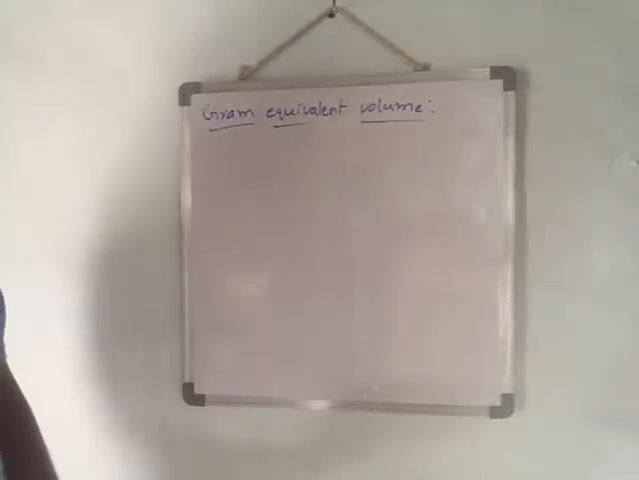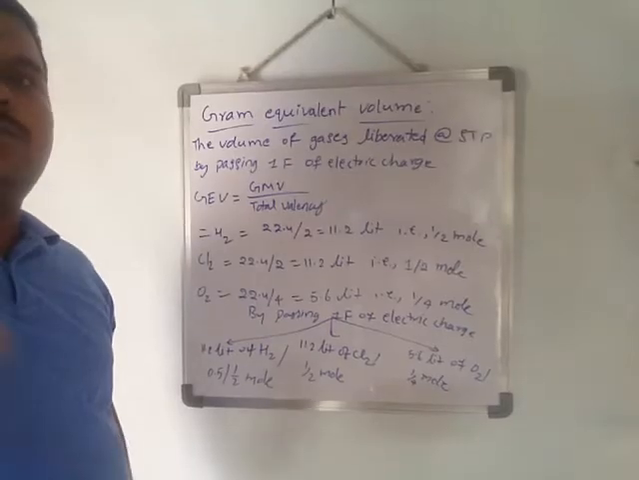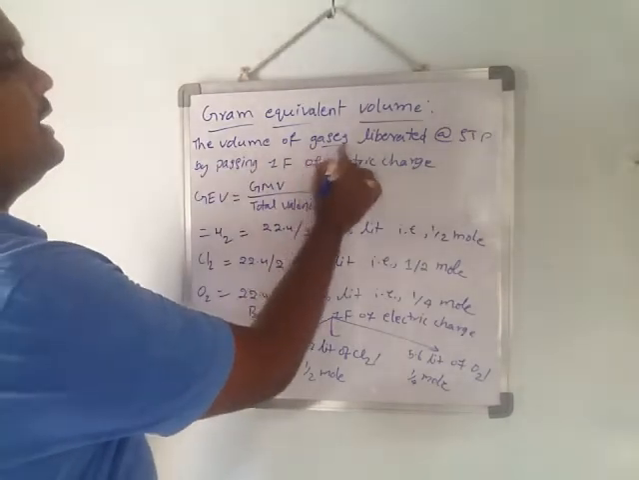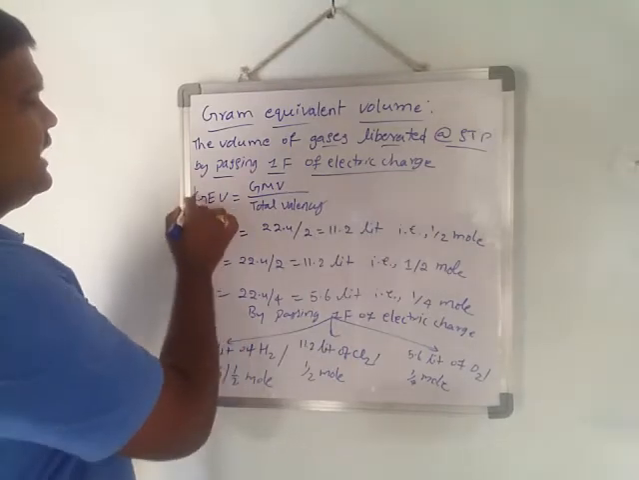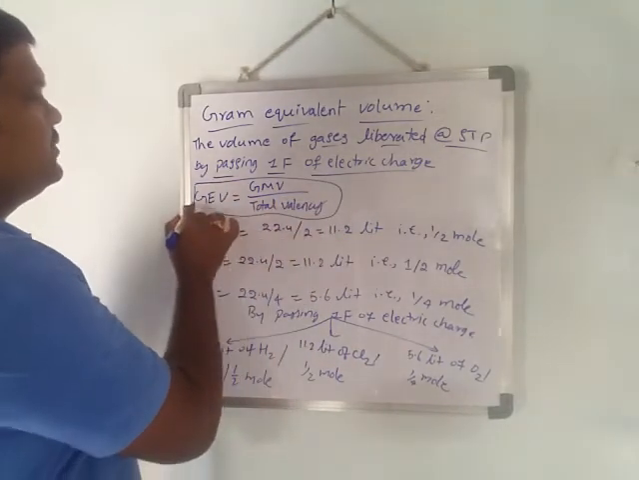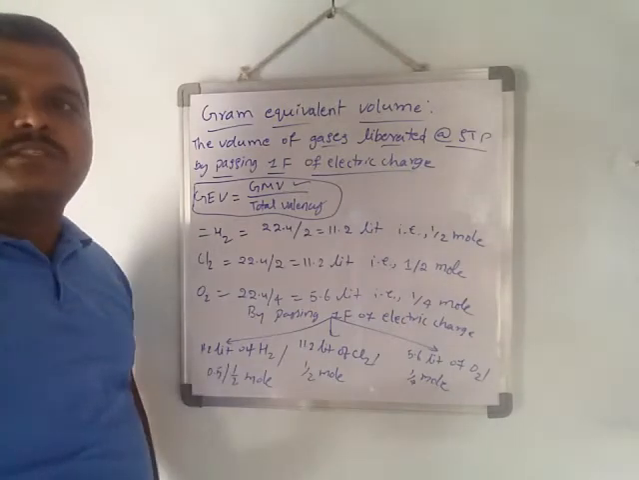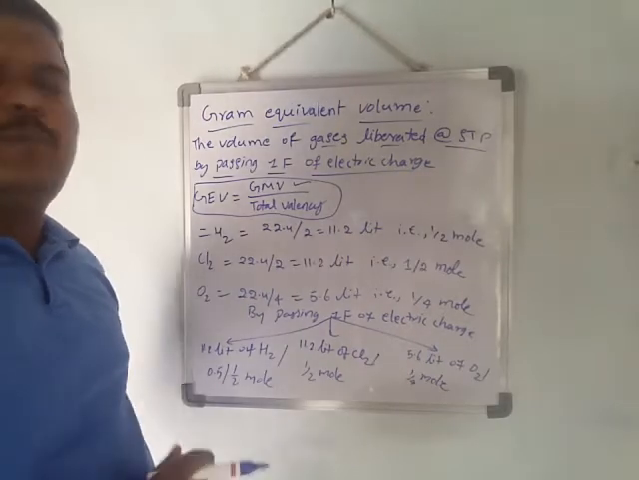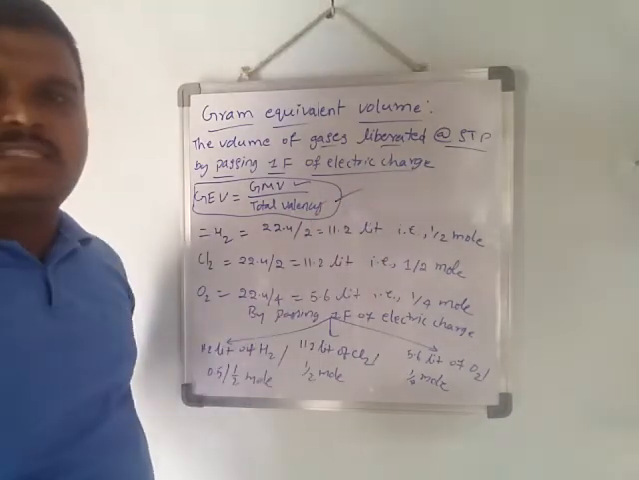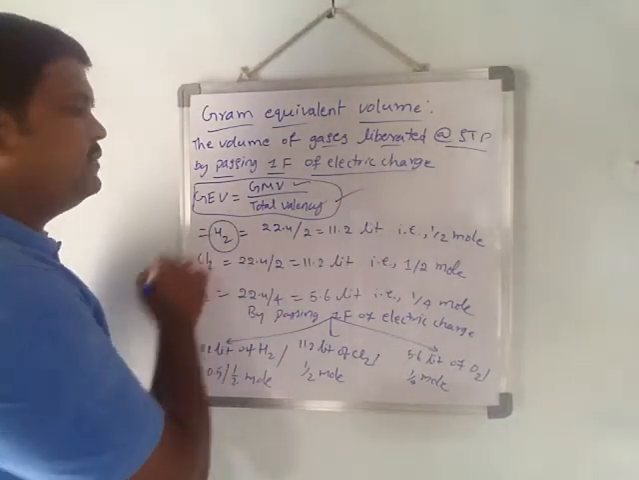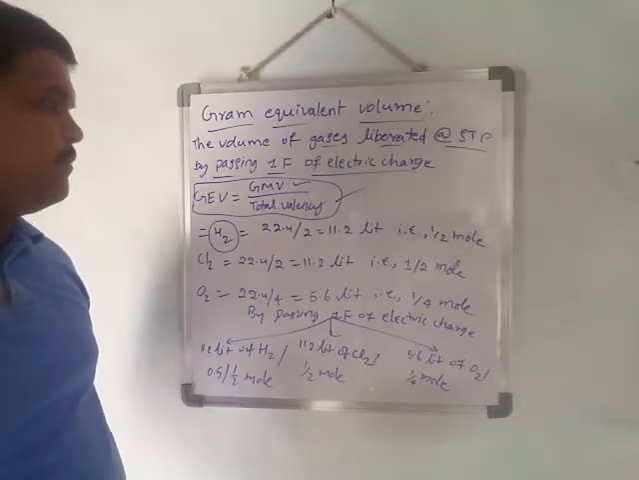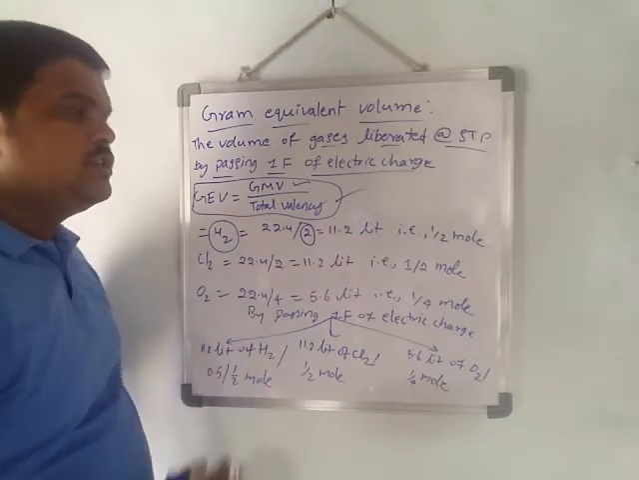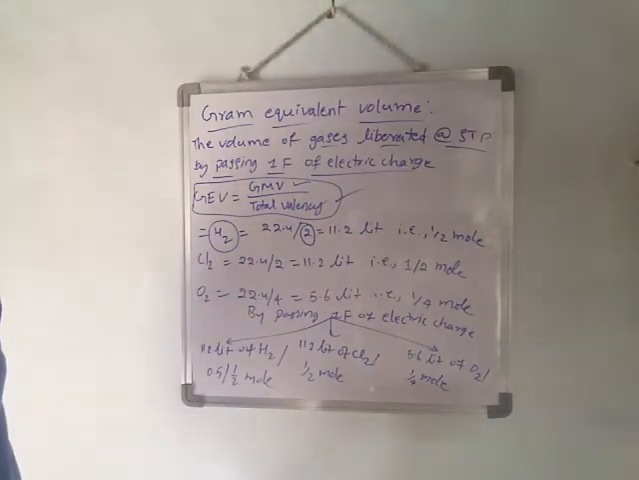So what is that? Now you see that the volume of gas liberated at STP condition by passing 1 Faraday of electric charge, that is gram equivalent volume, is equal to gram molar volume divided by the total valency. For example, take hydrogen gas. The gram molar volume is 22.4 liters. Hydrogen has the valency 2, so that is 11.2 liters or half mole.